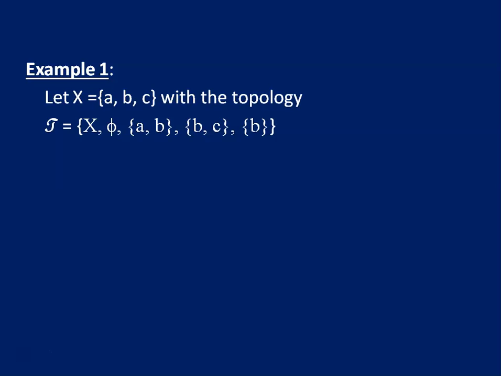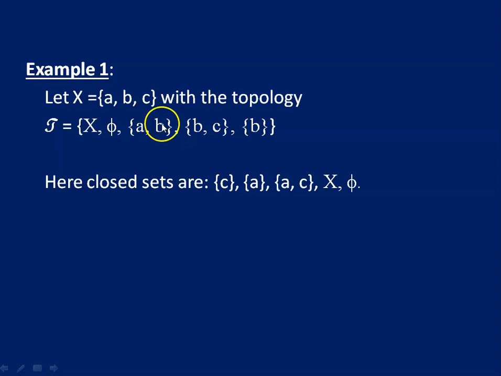So now the closed sets in this topological space are the complement of the open set {a, b}, that is the singleton set {c}. This is closed. The complement of the open set {b, c} is the singleton set {a}, which is a closed set. Similarly, the complement of {b} is {a, c}, so {a, c} is a closed set. The complement of the empty set is the whole space, so the whole space is also closed. The complement of the whole space is the empty set, so the empty set is a closed set here. So the only closed sets in this topological space are {c}, {a}, {a, c}, the whole space, and the empty set.